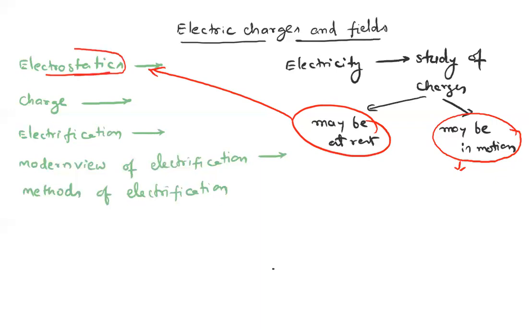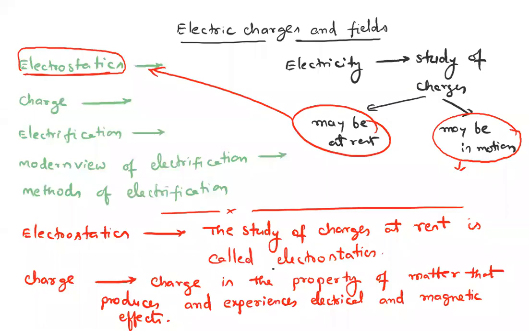In the name itself, you can see electro means charges, and statics means at rest. So what is the definition for electrostatics? The study of the charges at rest. Just now I told you the study of the charges at rest is known as electrostatics. This is a definition, note it down.